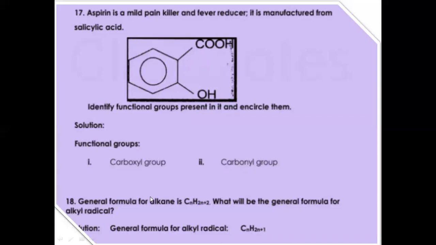Number 18, the general formula for alkane is CnH2n+2. What will be the general formula for alkyl radical? I told you alkyl radicals are one hydrogen less than alkane. So if there are two hydrogen atoms here, you have to write one hydrogen atom. So CnH2n+1 is the general formula for alkyl radical.